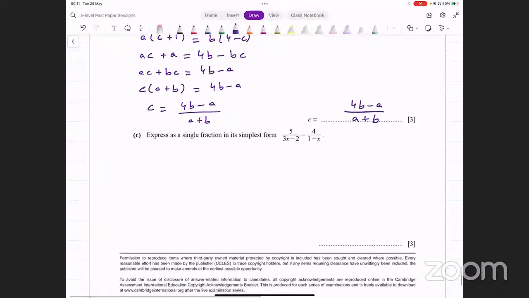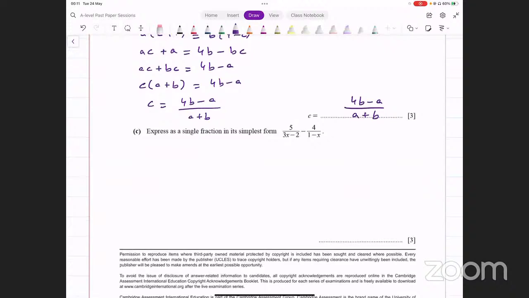Now it says express as a single fraction in its simplest form. For this fraction we'll take the LCM. Denominators multiply to give 3x minus 2 into 1 minus x. Multiply like this: 5 into 1 minus x. Remember we've got a minus sign in the middle. 5 into 1 minus x minus 4 into 3x minus 2.